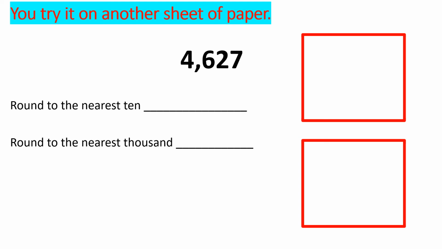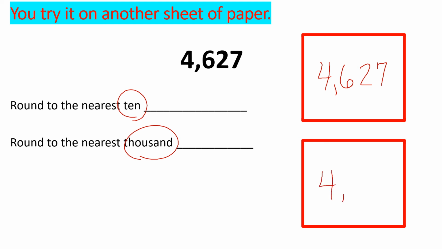Okay, we're on the very last one. And this is another try it on your own. So what I want you to do is notice that we're going to write those numbers. We're going to have to round to the tens and we're going to have to round to the thousands. So I'm going to put my working number in the box, 4,627. And then I'm putting 4,627.